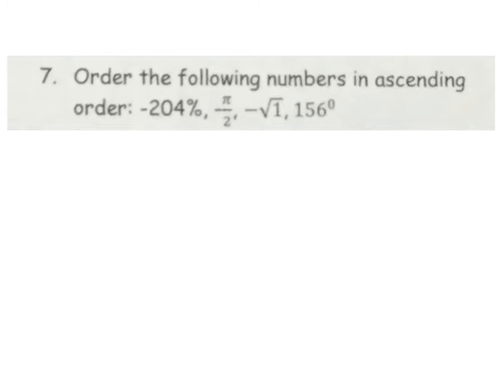Okay, number 7, order the following numbers in ascending order. Okay, ascending order means we're going from least to greatest, going up. Okay, least to greatest.